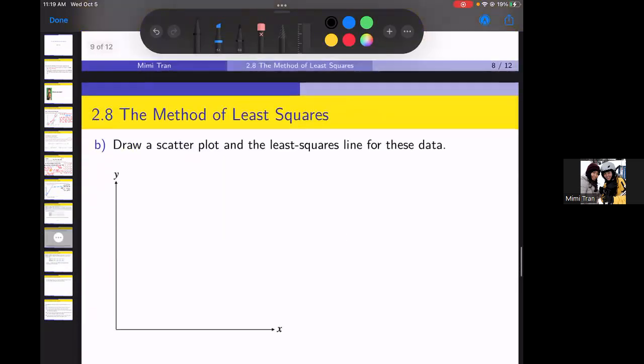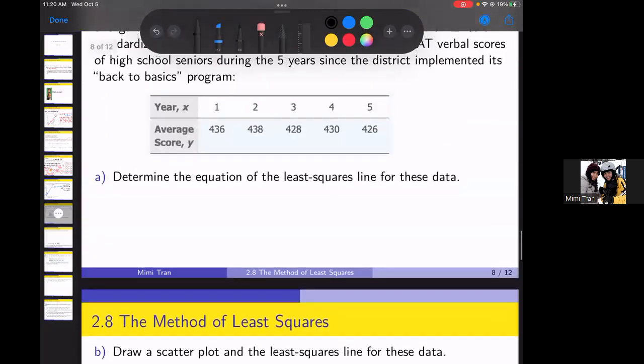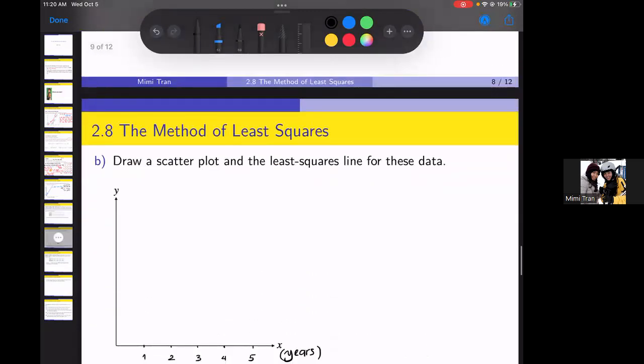So 1, 2, 3, 4, 5 on the x-axis. And please label your x and your y. X is going to be years here. For the y, it's the average SAT score, right? Please label, that's 1 point on your exam. Label the axes.